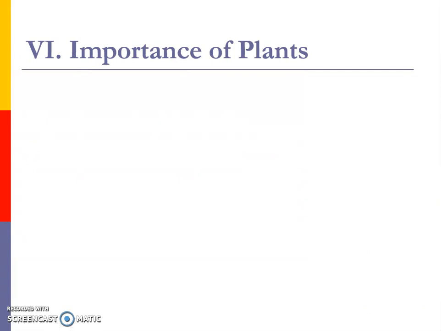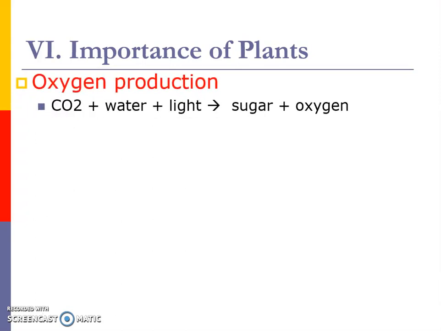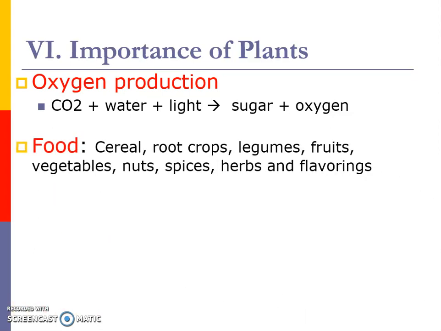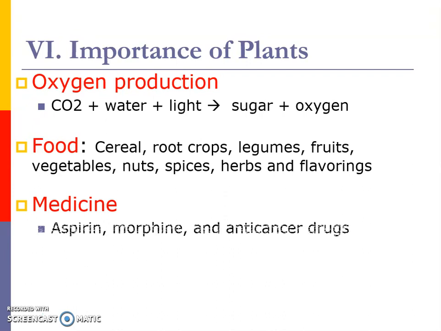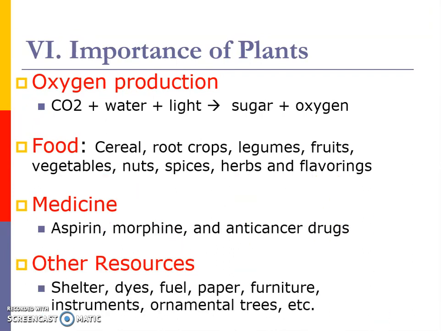And why do we care about plants? We talk about plants so much. Why do we even care? Well, because they do a lot of stuff for us, right? We rely on them for oxygen. We can remember our photosynthesis equation. We get food from them, lots of different types. We get medicine from them, like aspirin. And we get tons of resources, like our homes are made of plants, and our clothes are made of plants, and all sorts of things.